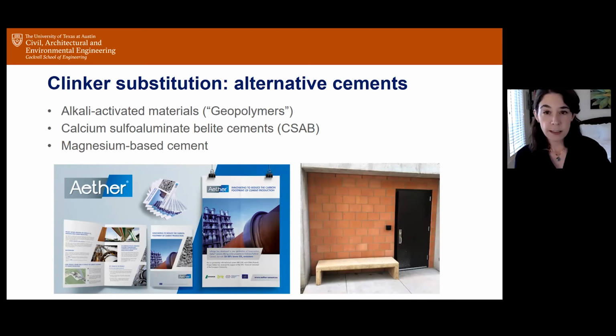And this is a little more ambitious. The idea is we've been using Portland cements for 150, 200 years. Why don't we use something else instead that doesn't produce as much CO2, doesn't take as much energy to produce in manufacturing? Some examples of these types of materials are what we call geopolymers or alkali activated materials, calcium sulfate aluminate belite cements, magnesium-based cements. And so they're being explored industrially and in research processes.